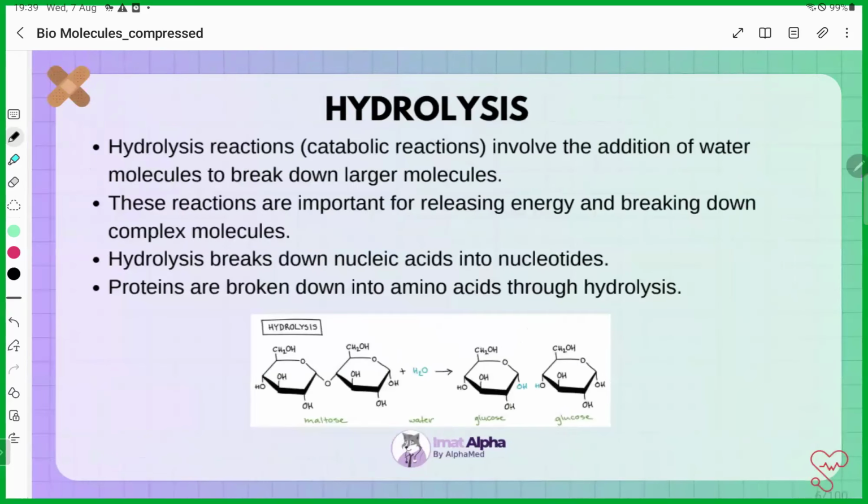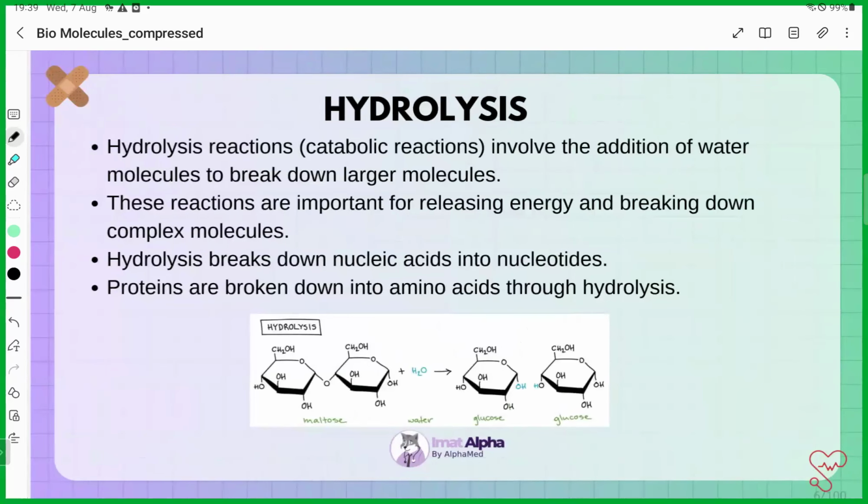Hydrolysis. Hydrolysis reactions are catabolic reactions. We spoke before about the catabolism and anabolism. If you remember, when we spoke about catabolism, we said catabolism is decomposition. This means that hydrolysis also means decomposition, breaking down large molecules, ending up in very simple small molecules. It involves the addition of water molecules to break down larger molecules. So here we add H2O in order to break down the big molecules, as we see in the example. These reactions are important for releasing energy and breaking down complex molecules.